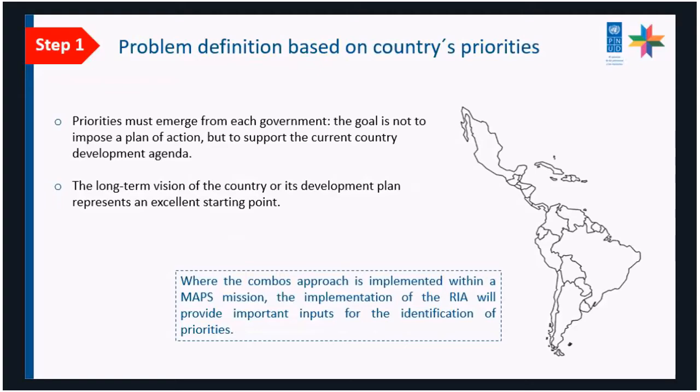Where the Combos approach is implemented within a MAPS mission, the implementation of the RIA will provide important inputs to the identification of priorities of the combos. This is very important, and as Alejandro explained at the beginning, sometimes it can be a little confusing when and how we use these different tools for landing the Agenda 2030, but the combo can be involved and can be a result of them.